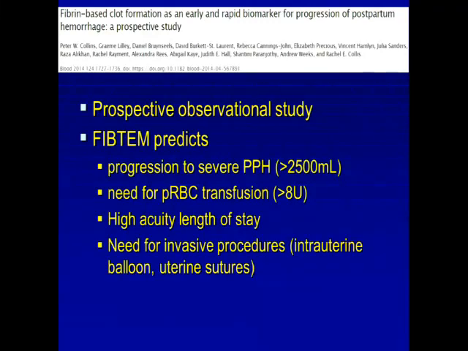They do predict the need for invasive procedures, but when they defined all of this and you looked at the data, they actually didn't have any patients that went to interventional radiology, and they didn't have anyone who had a severe enough PPH to require a hysterectomy, even though these were all included in their definition of invasive procedure. But in the study, the worst that the patients got was an intrauterine balloon or uterine sutures. And the FIBTEM value that they looked at in this study was actually the A5. So that's good to know as well.